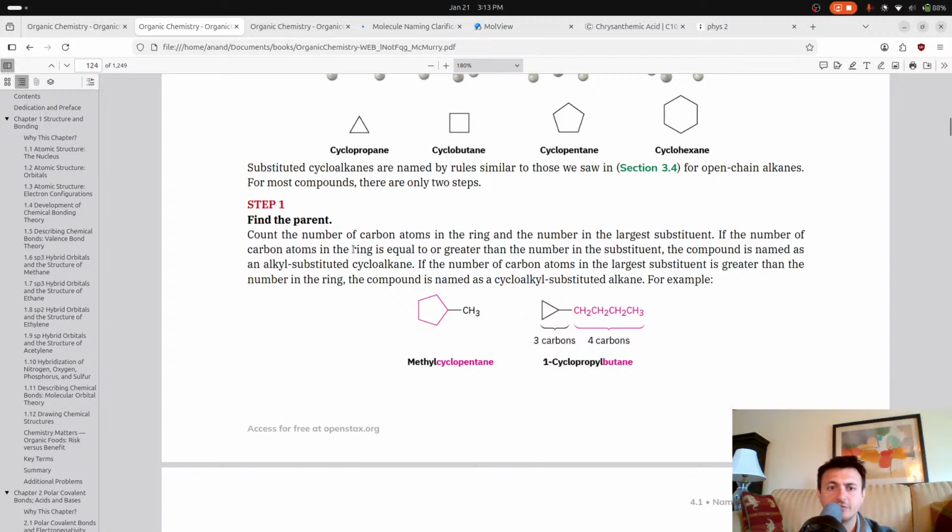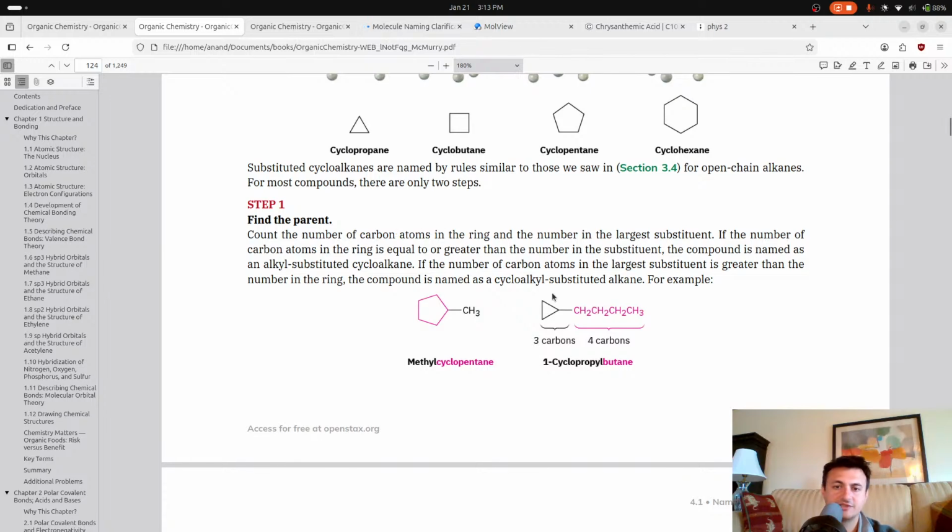Step 1, find the parent. Count the number of carbon atoms in the ring and the number in the largest substituent. If the number of carbon atoms in the ring is equal to or greater than the number in the substituent, the compound is named as an alkyl substituted cycloalkane. If the number of carbon atoms in the largest substituent is greater than the number in the ring, the compound is named as a cycloalkyl substituted alkane.